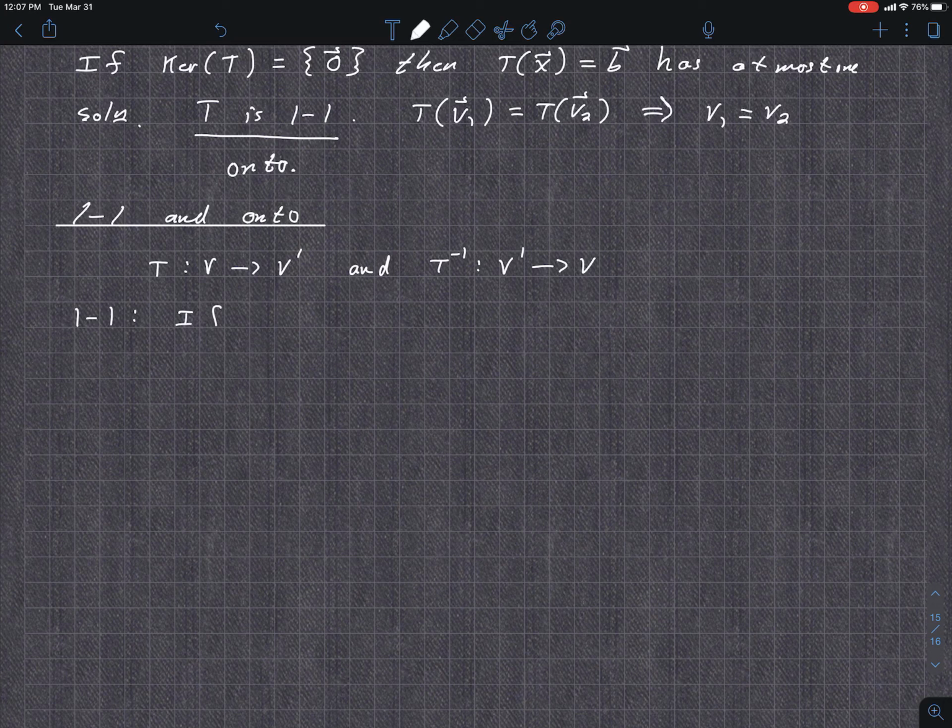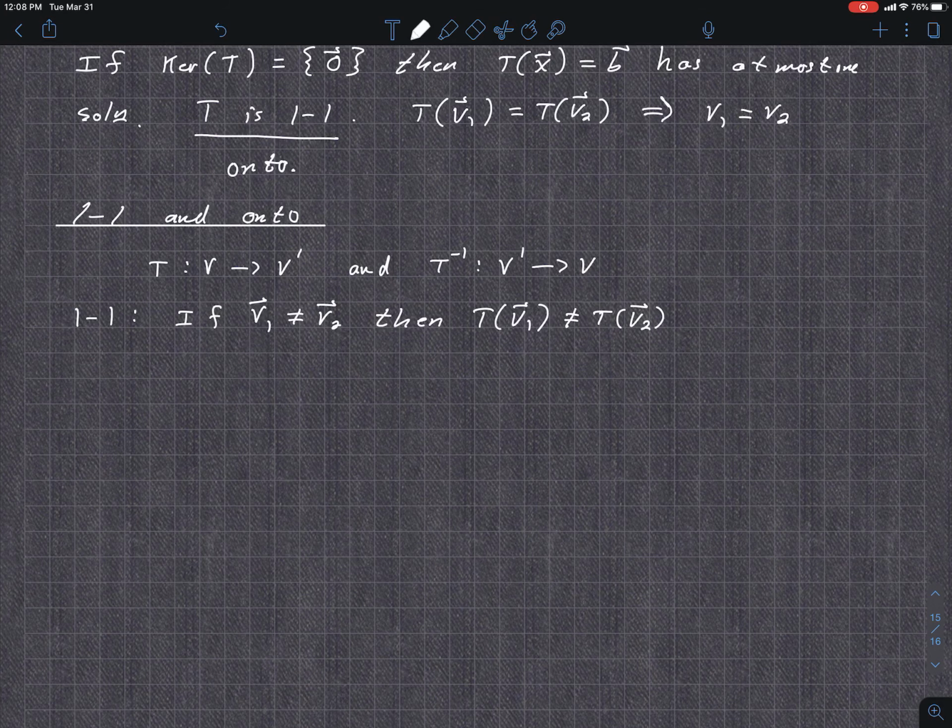I defined it above, but let me write it in a couple of ways. So you'll see it in two different ways. You'll see it like this: if v1 does not equal v2, then T of v1 does not equal T of v2. So in that case, basically it says if they are different in the domain, the mappings have to be different. And that's one way to think of it.